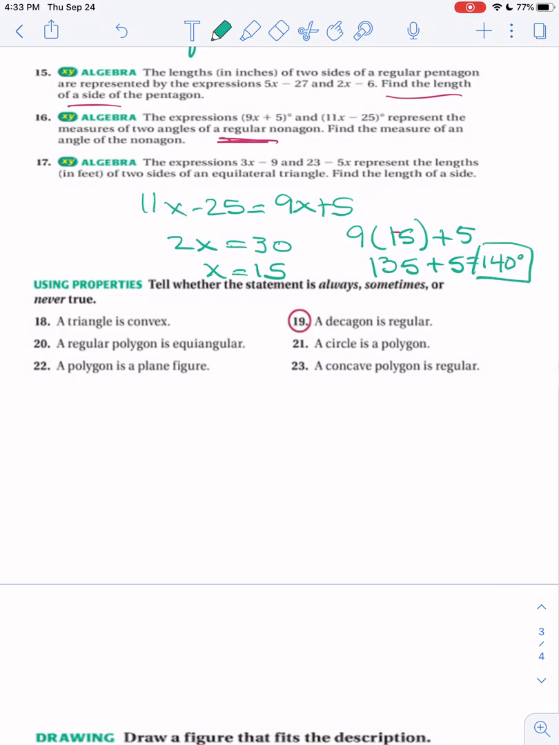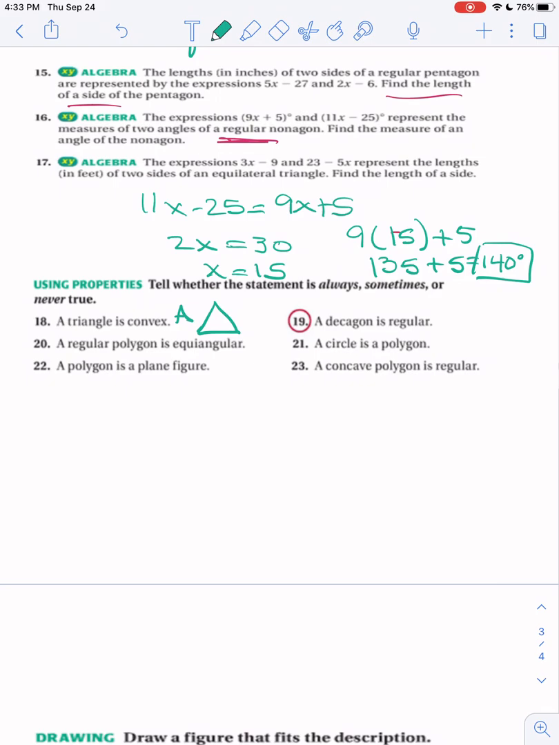Let's jump down to the next section. Tell whether the statement is always, sometimes, or never true. A triangle is convex, which means it's not concave. If you look at a triangle, there's no way it can cave in. So we're going to say that's always true. It has to be convex, it can't be concave.